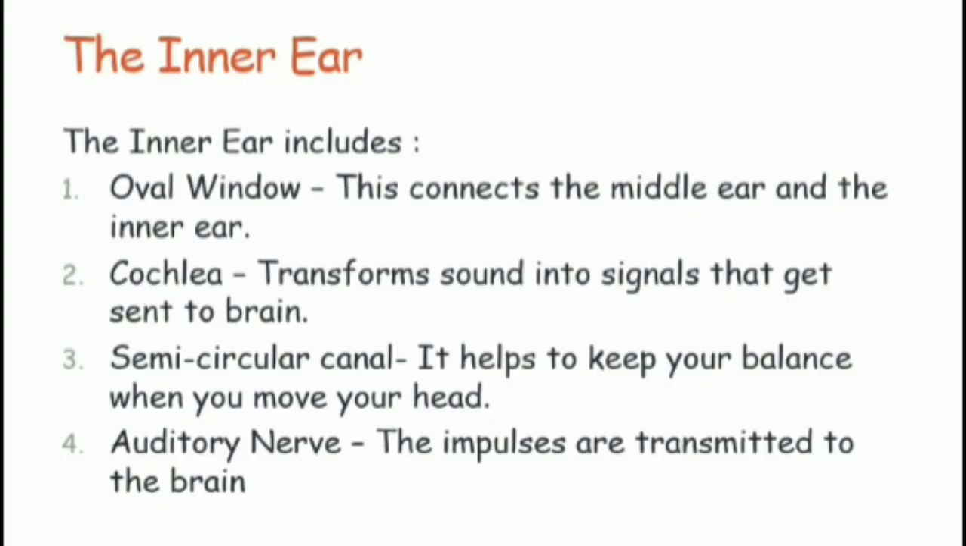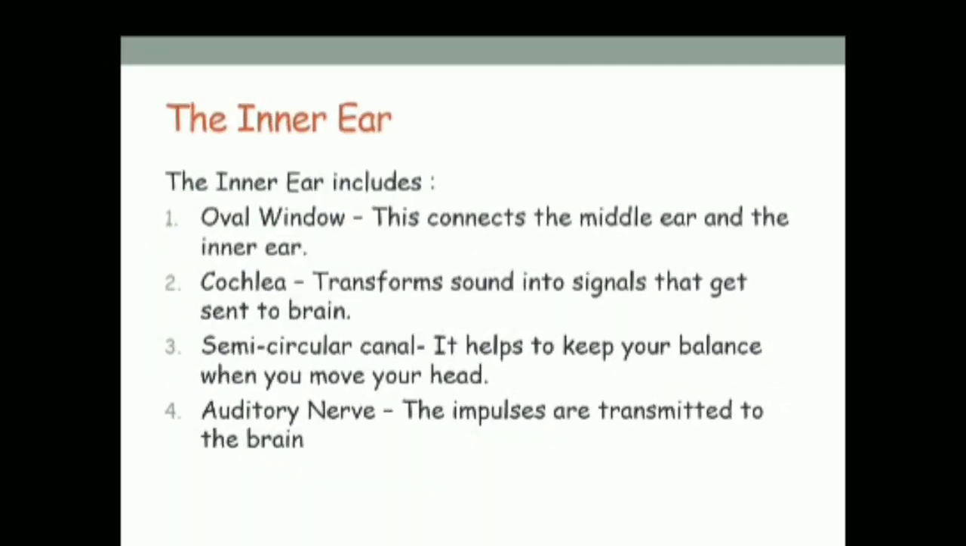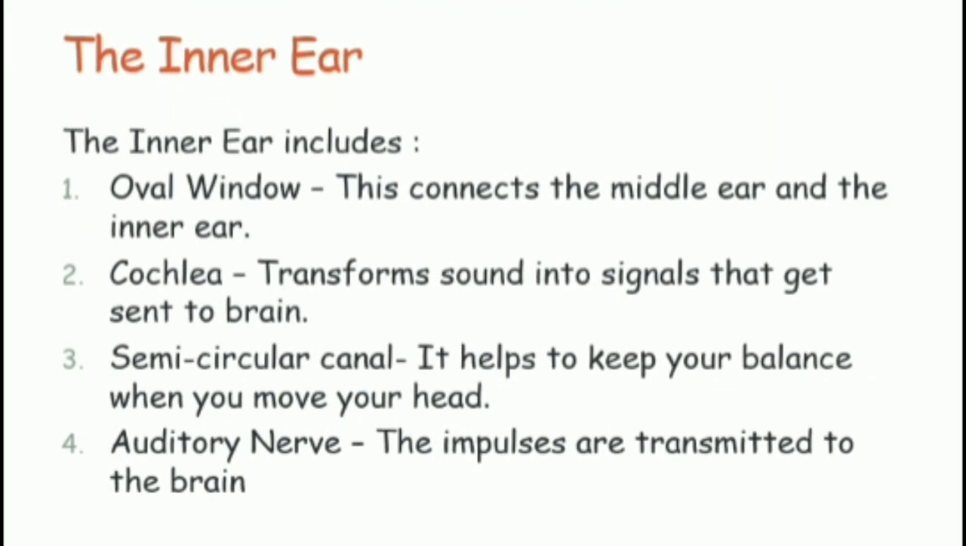So next is the cochlea, which transforms sound into signals that get sent to the brain. The cochlea is the most important part of our ear. Without the cochlea's help, we can't hear. Because sound waves are converted into electrical impulses in the cochlea, and then only the auditory nerve transports these impulses to our brain, and it creates a pattern of sound so that we can recognize whose sound it is.